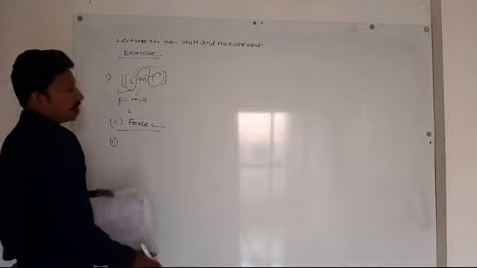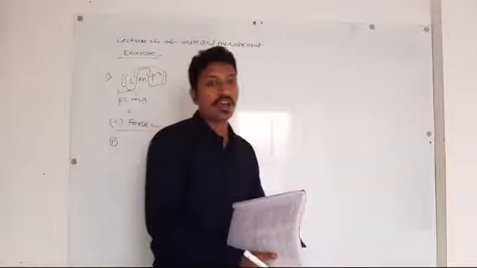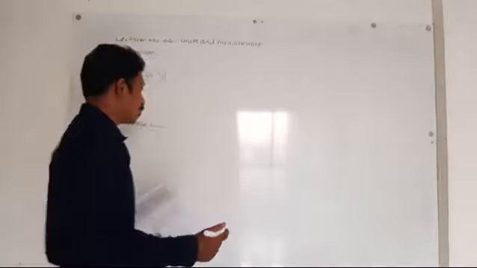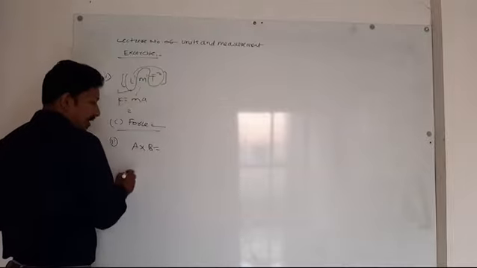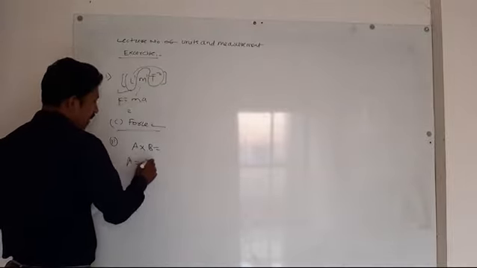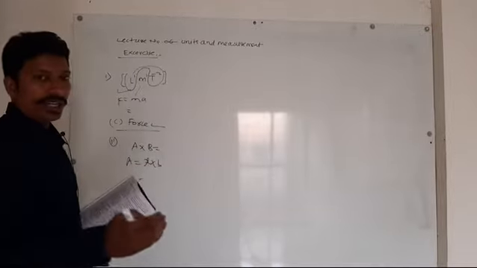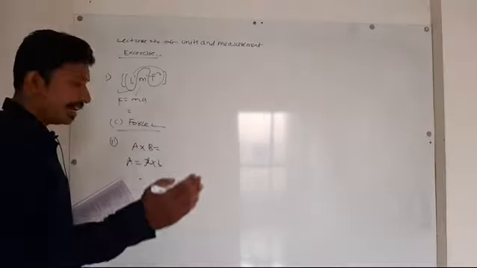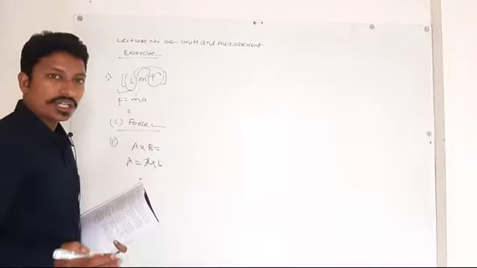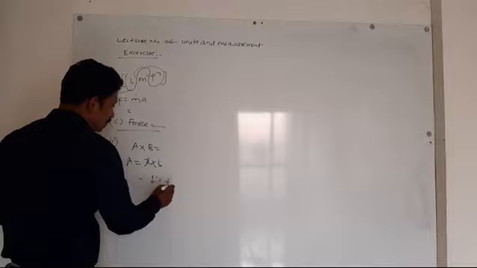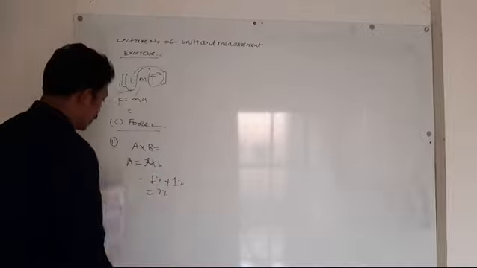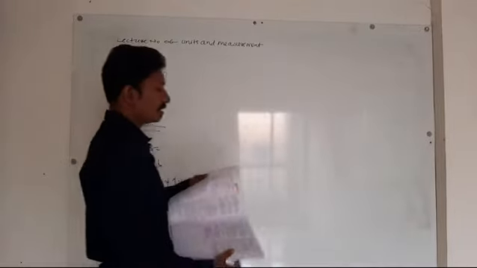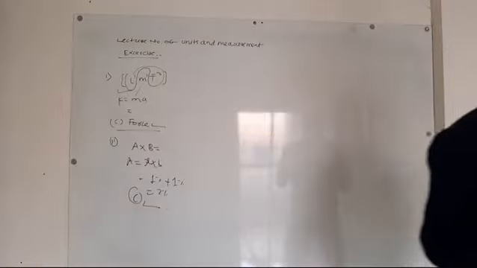Question number 2. In question number 2, students use the application of errors in a product, that is A into B. What is the formula of area? Area is nothing but length into breadth. In length, how many errors occur? 1%. Again, in breadth, how many errors occur? 1%. That is 1% plus 1% is equal to 2%. Which is the correct option? Option number C. In question number 2, C is the correct option.